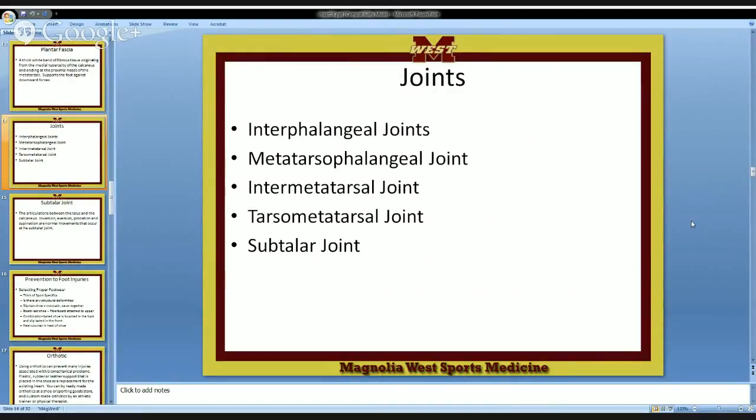Joints. Interphalangeal joint. What's your interphalangeal joint? So what's I-45? What's the I in I-45? Interstate. So what does interstate do? The highway that does what? It goes from what to what? One state to another. So interphalangeal joint.